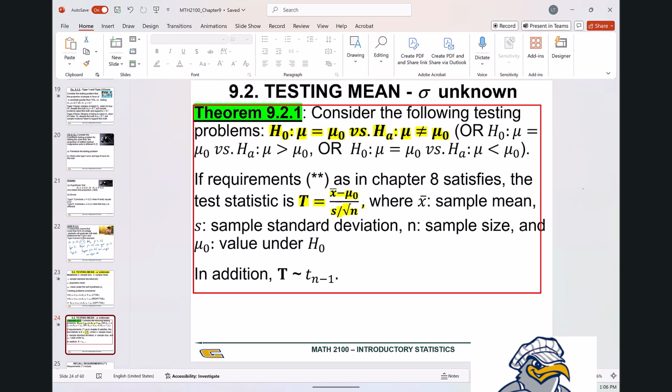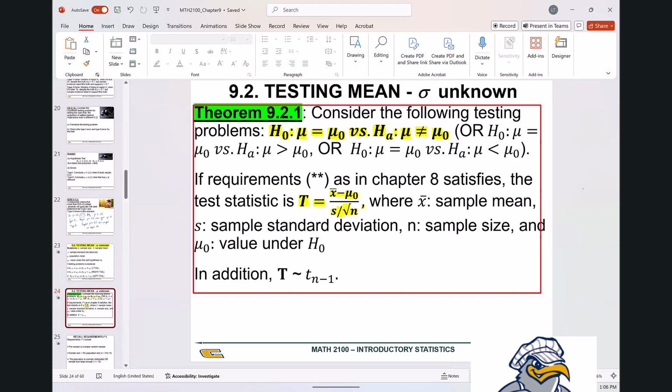And then the statistic T will be calculated by X bar subtract mu naught divided by s over square root of n. So you saw it already when we talked about the Atlanta water quality index. I'll show you, and here the theorem is formulated. Where X bar is sample mean, s sample standard deviation, n sample size, and mu naught the value under H naught. In addition, we can prove that T will follow a T distribution with n minus 1 degrees of freedom. And n here is your sample size, okay?